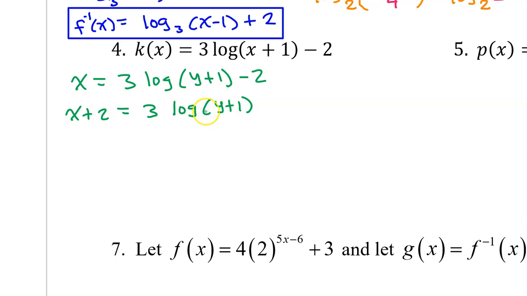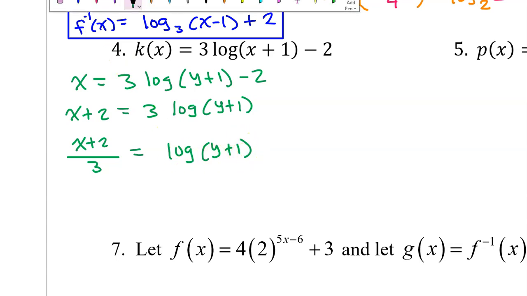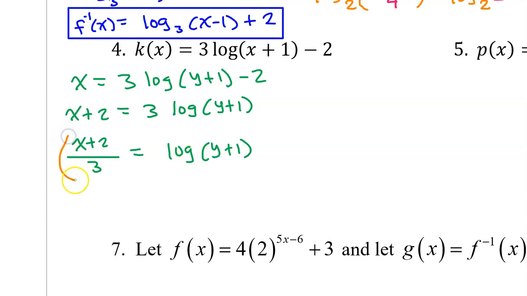To get this log expression by itself, we need to divide both sides by 3. So we will have x plus 2 over 3 is equal to the log of y plus 1. We can make this log go away by dropping a base e, well, not a base e, a base 10 on both sides of the equation. Log is understood to be log base 10. So a base 10 will cancel out a log base 10.